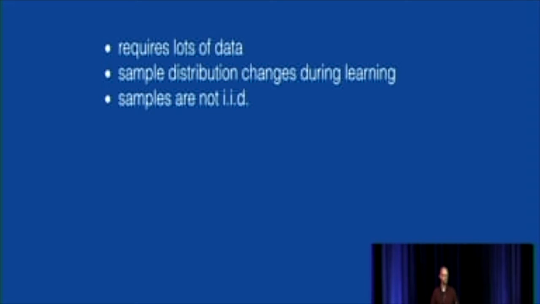Another challenge is that the sample distribution changes during learning, because the samples that you see are generated by a policy, and you're trying to optimize your policy, so the policy changes during learning, so also the sample distribution changes. And finally, samples are not IID, so they are strongly correlated, and these last two challenges are especially a problem if you want to combine it with deep learning, so if you want to do deep reinforcement learning. I'm going to come back to these and discuss some approaches to deal with them. But these are the challenges.